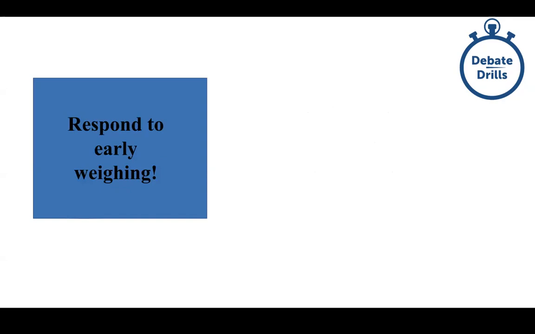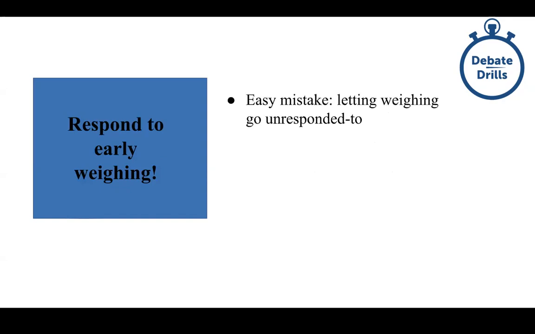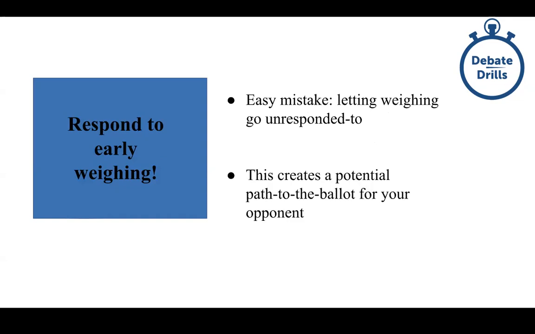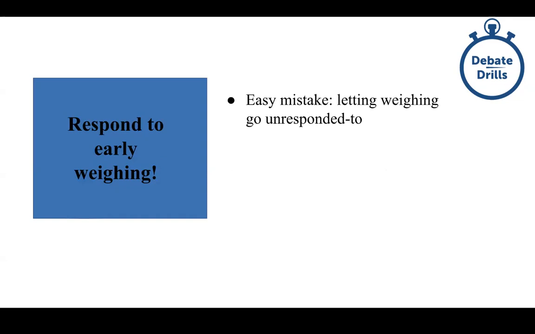Another critical tip here is to respond to early weighing. I cannot emphasize this enough. This is a super easy mistake to make. I see teams all the time let weighing that happens early in the round just simply go unresponded to because for some reason they don't see it as its own independent argument. This might look like weighing on your case that someone reads, or it might look like weighing on a turn that someone makes. If you have a great response to the turn, then you don't necessarily need to additionally respond to the weighing. I would strongly encourage you to do so, though, unless you're on a serious time constraint.